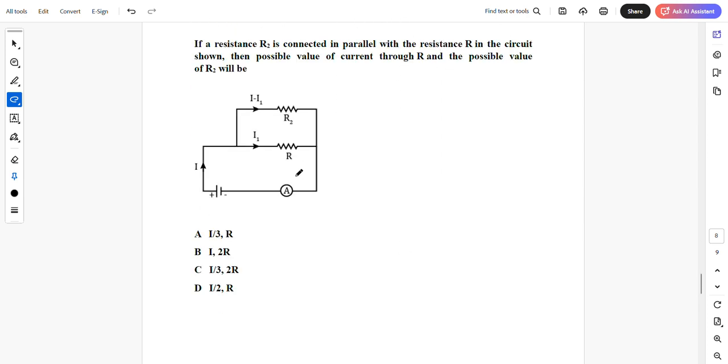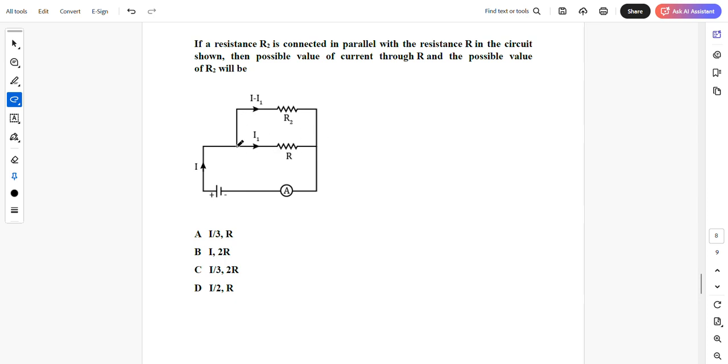Now the next problem: if resistance R2 is connected in parallel with the resistance R in the circuit shown, then find the possible value of current through R. If these two are in parallel, we know that the voltage is the same; whatever the voltage here, the same voltage will be in this branch also.